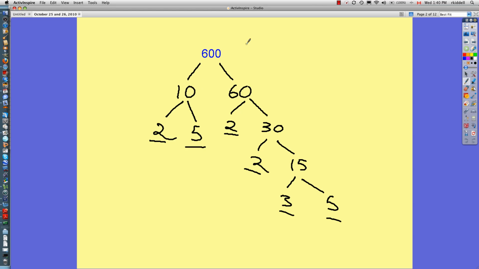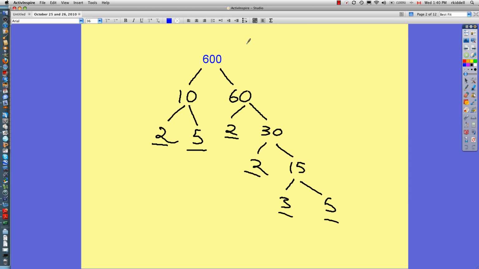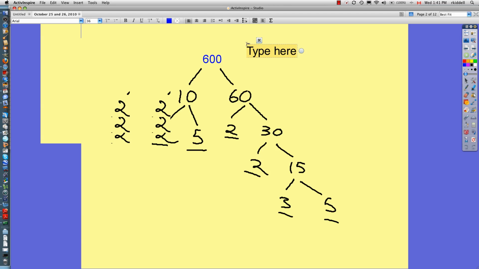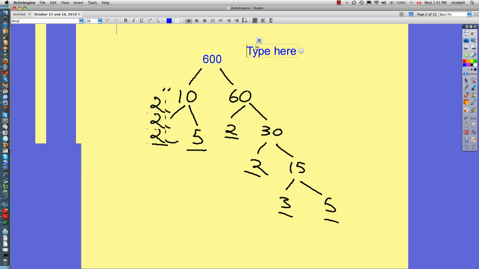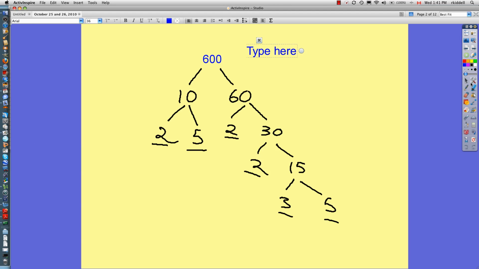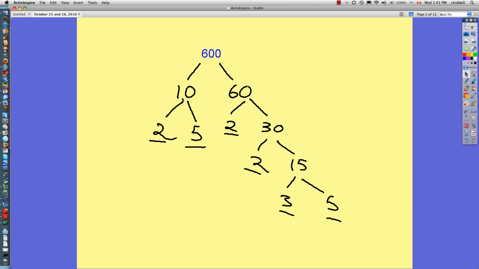If you break it down into just two factors, 10 and 60, 10 breaks down into 2 times 5, and 60 is 2 times 30. You see the underlined ones are prime numbers.